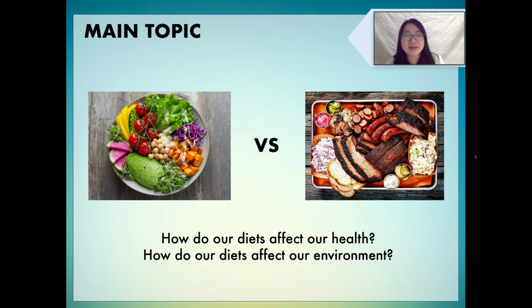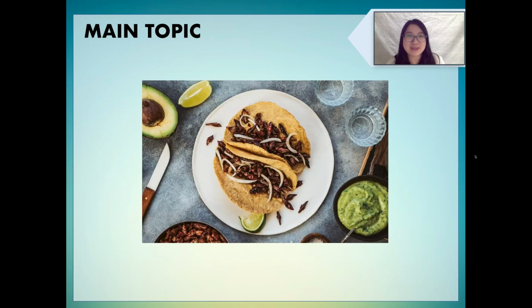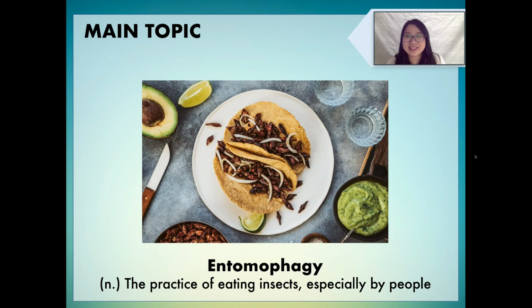Well, maybe there's a third option that we haven't thought about. Let's talk about entomophagy. This is the practice of eating insects, especially in people. Would you ever eat a bug taco? It might be the future. So let's talk about our main topic, eating bugs.